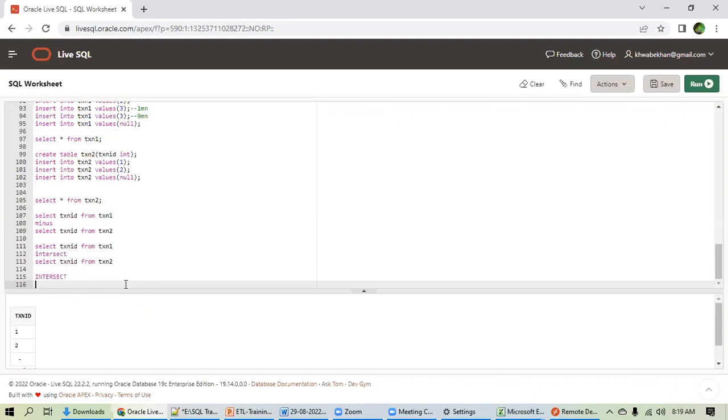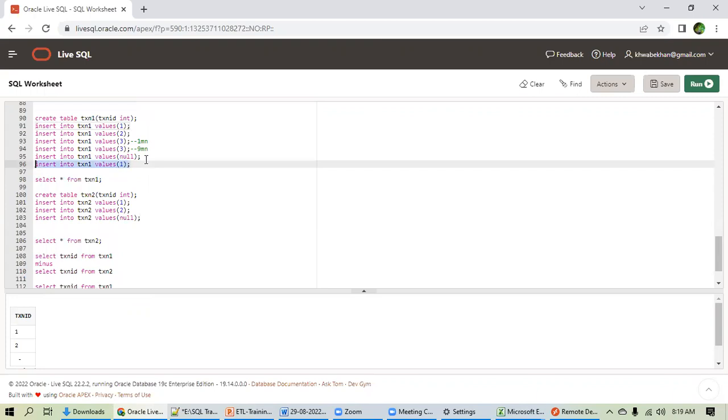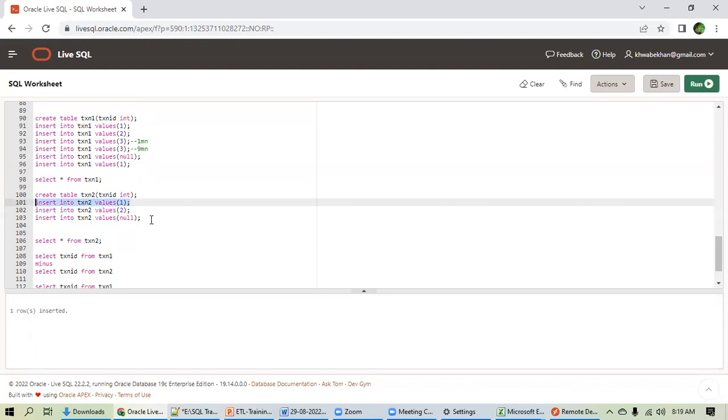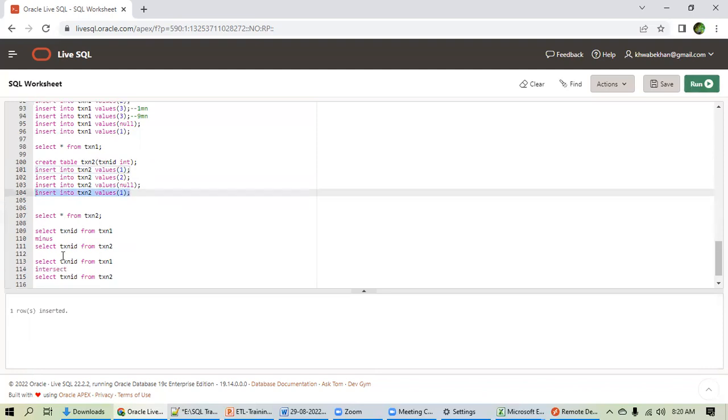Tanvir, what about duplicates in these cases? Yes, I'm coming to that. It can capture null. Now coming to duplicates. So here 1, 2 is there, 1, 2 is there. Suppose I am inserting this 1 again in this table, and I'm inserting this 1 again in this table as well. So now you have 1 duplicate in both the tables. Now tell me, if I execute this intersect, what should be the output?